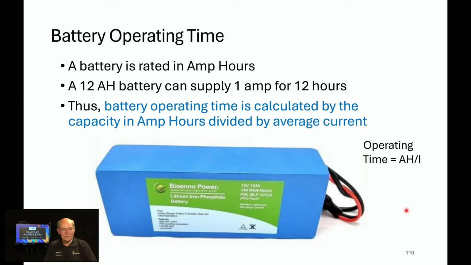So a small transceiver might work for days. Little QRP. A bigger one might only work for an hour or 2.